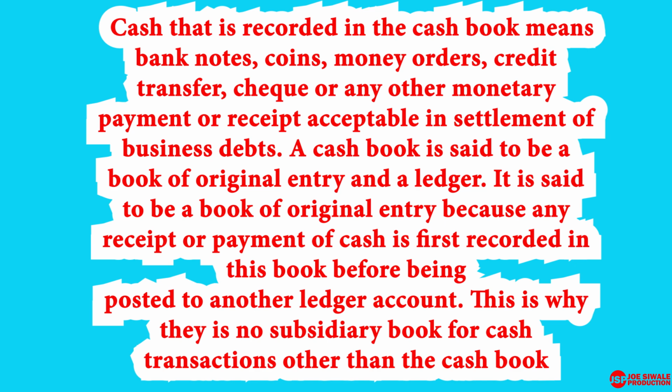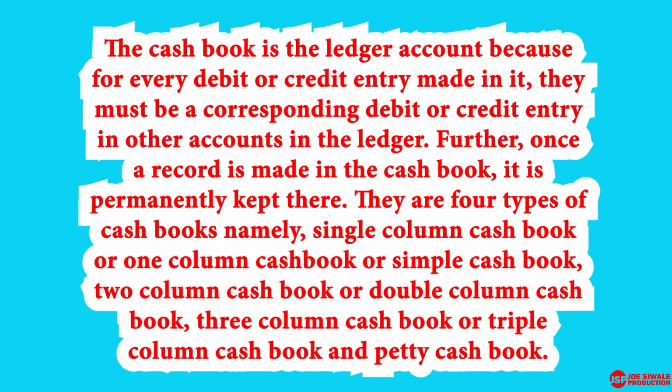A cash book is said to be a book of original entry and a ledger. So it is said to be a book of original entry because any receipt or payment of cash is first recorded in the book before being posted to another ledger account. This is why there is no subsidiary book for cash transaction other than the cash book. Then the cash book is the ledger account because for every debit or credit entry made in it, there must be a corresponding debit or credit entry in other accounts in the ledger. Further, once a record is made in the cash book, it is permanently kept there.